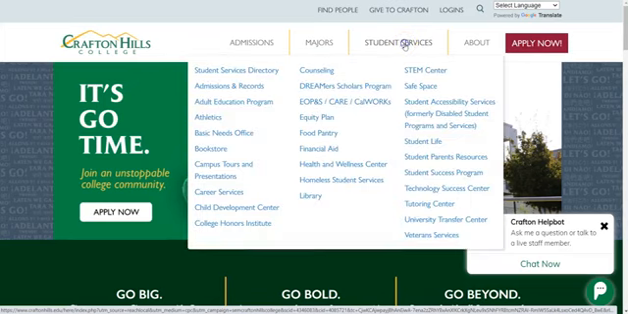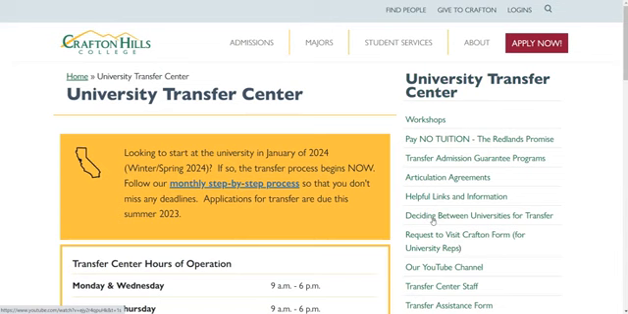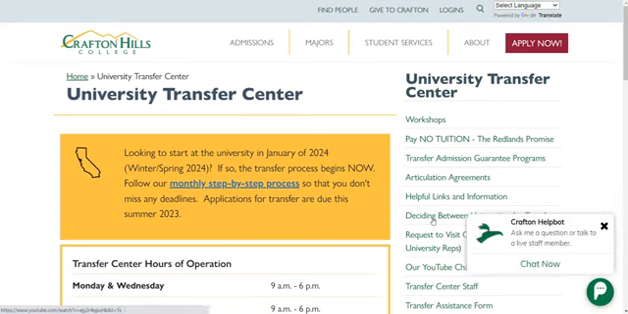Hey Roadrunners, today I'll be showing you how to use a net price calculator through the University Transfer Center website. The net price calculator is a helpful tool to determine the amount of aid you will receive to go towards your four-year institution as well as your out-of-pocket costs not covered by financial aid.